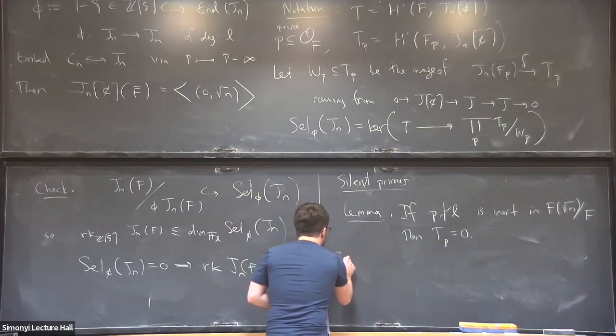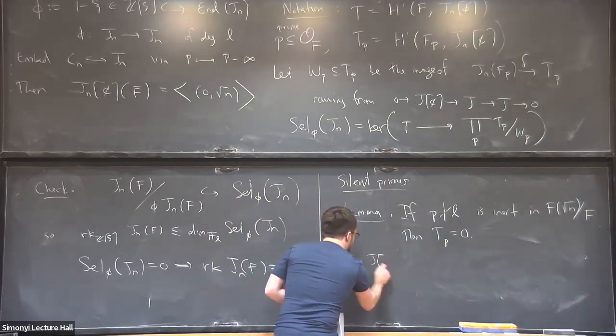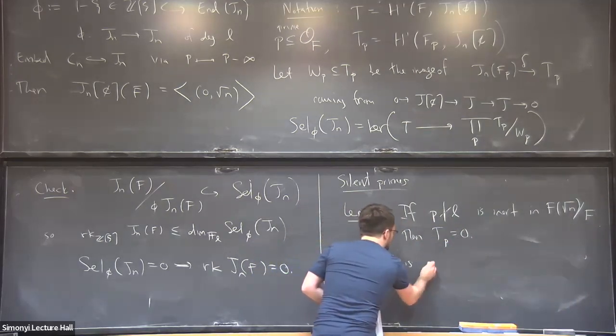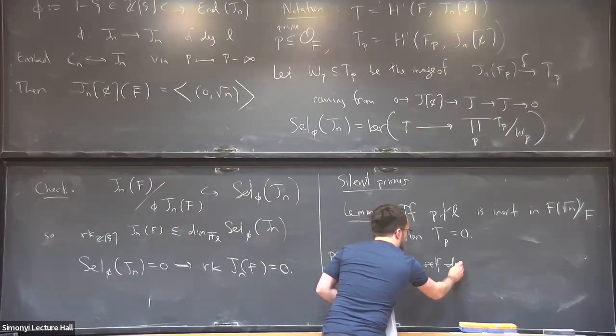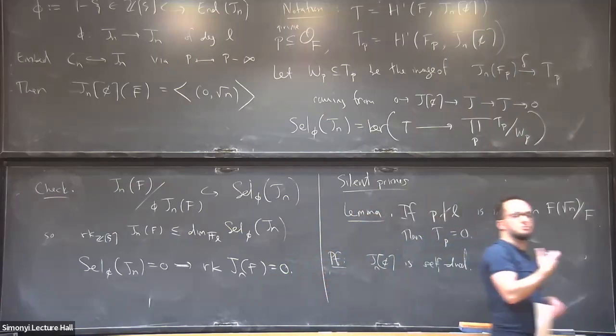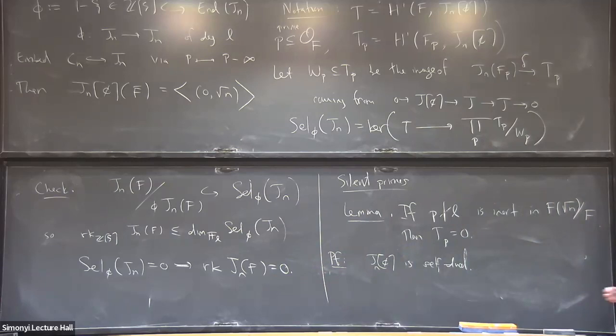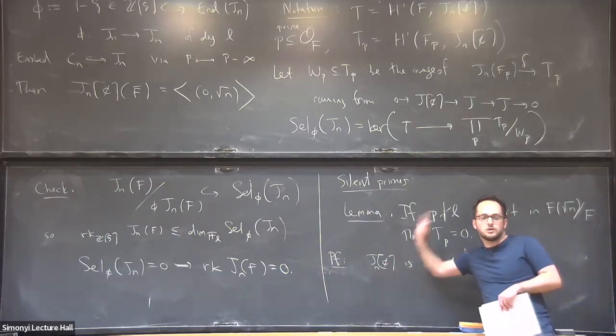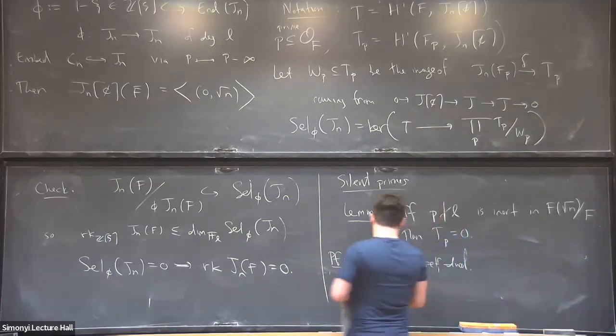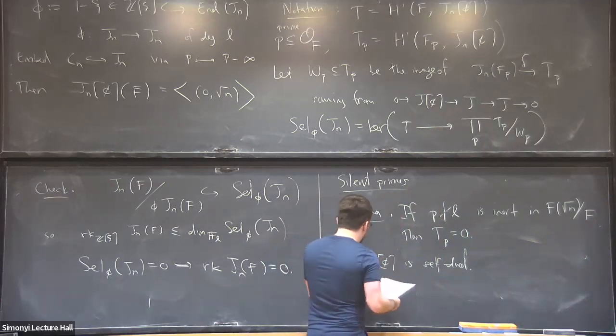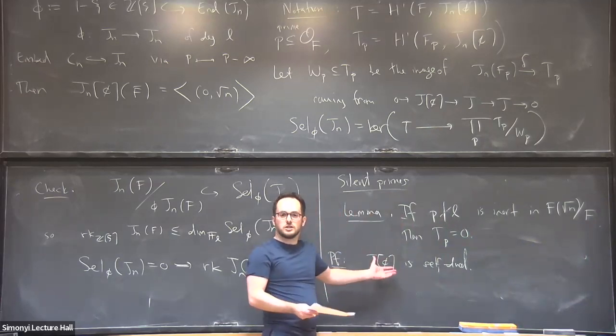The proof is, so first, J_n[φ] is self-dual as a Galois module. My ground field contains the μ_L, the L-th roots of unity, and this is a quadratic character, so it's self-dual. Or just think about the abelian varieties. It's also clear it's self-dual.